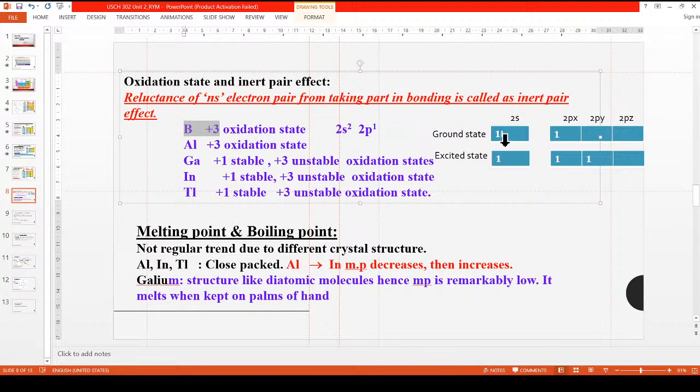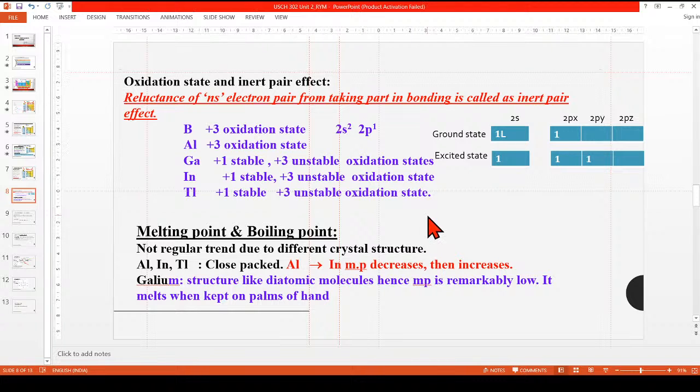This 2s electron pair remains as it is non-bonded. Okay, so this is electron pair effect. Now next trend is melting point and boiling point. As far as melting point and boiling point is concerned, the trend is not regular like atomic size. This is because of the different nature of elements present in this group. Boron is non-metal, whereas aluminum, gallium, indium and thallium are metals.